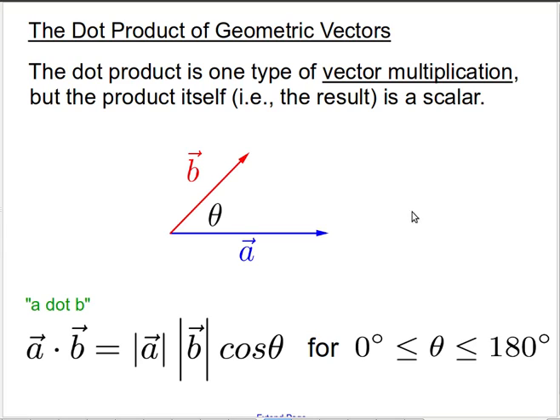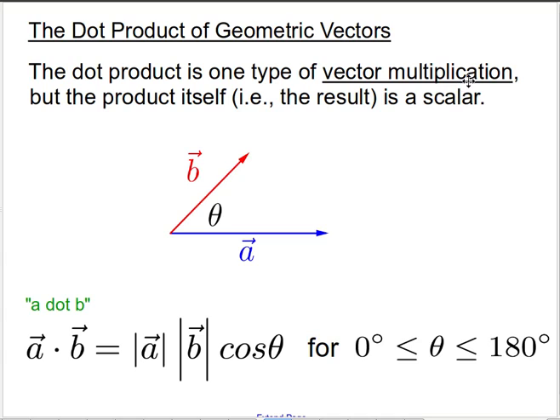In an upcoming lesson, we're going to look at the dot product in terms of what are known as algebraic vectors, so algebraic expressions. But for now, we're going to be focusing on geometry. And so we're going to be talking a lot about the angles, for example.